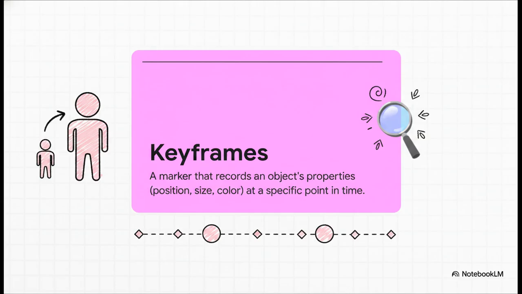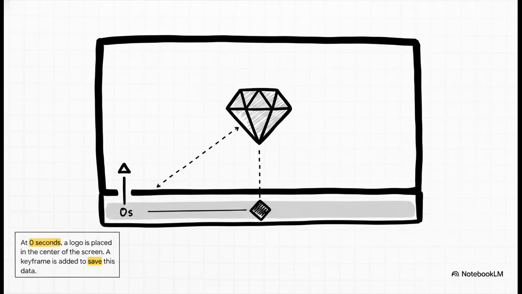And that brings us to the most important tool of them all, keyframes. All a keyframe does is act like a little marker. It tells the computer, hey, at this exact moment, I want this object to be this size in this position. That's it. And if you want to create any kind of movement, all you need is at least 2 of these markers.